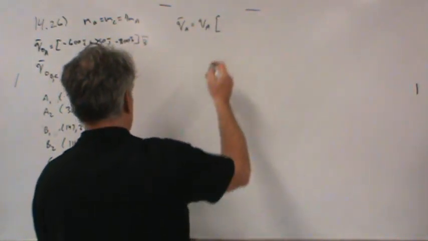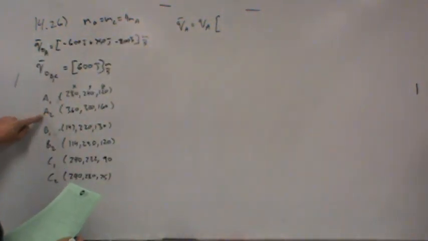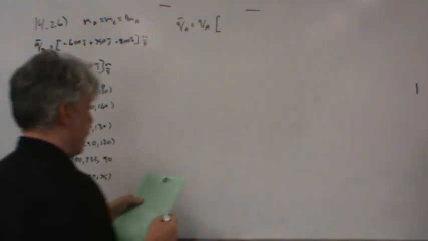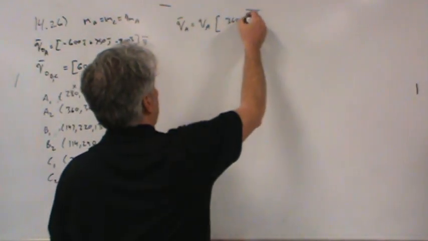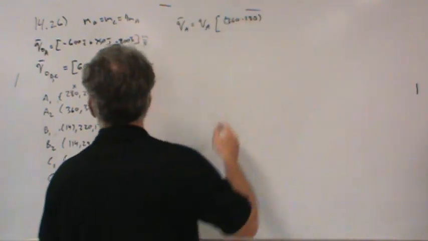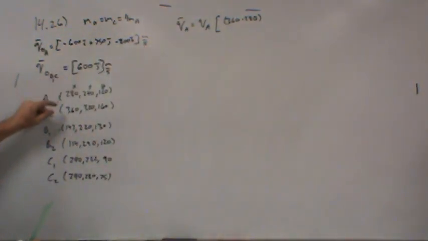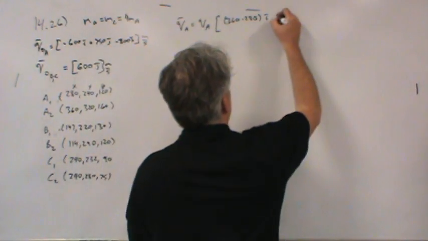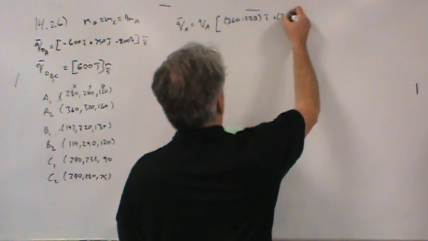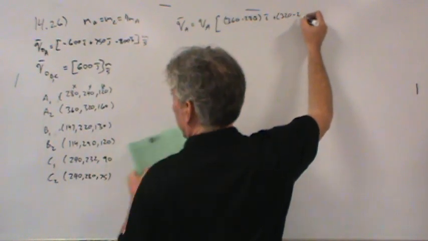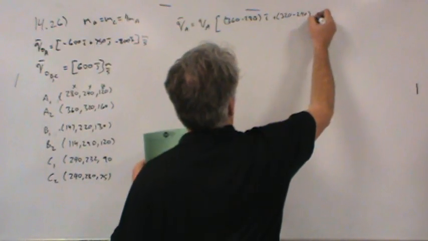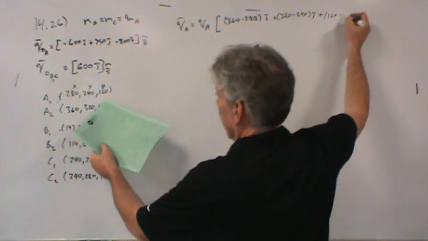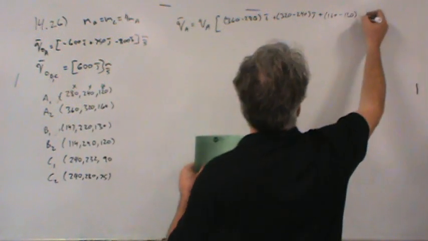How do you do that? Well, there's the final, there's the initial, right? It's at 360, at some time later it was at 280. So you take the difference. You take 360 minus 280, and notice that difference, that change in position, is in the i direction, because that's along the x-axis. Okay? Do the same thing for the next 2 coordinates. 320 minus 240. That's in the j direction. And then 160 less 120 in the k direction.